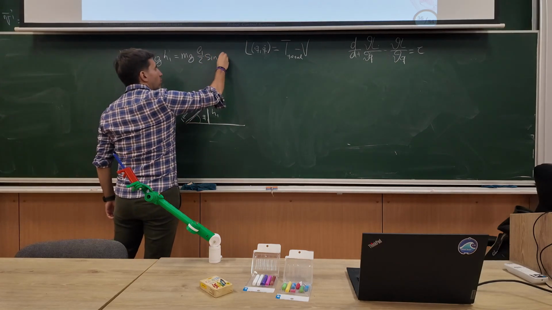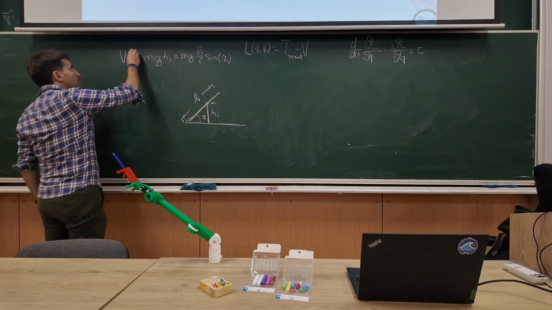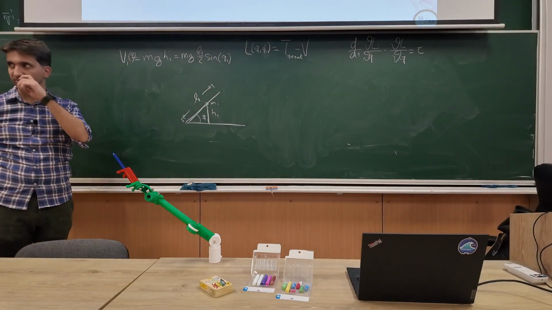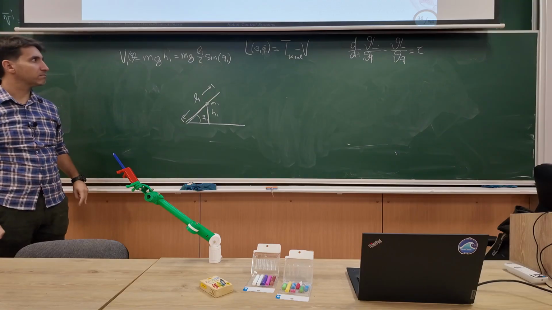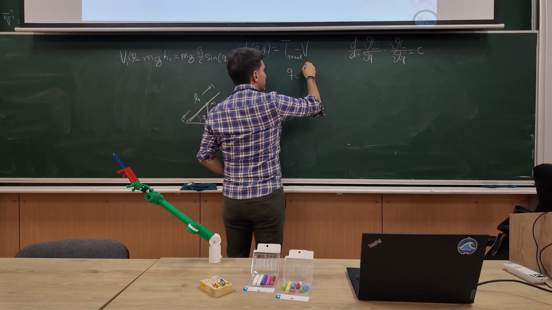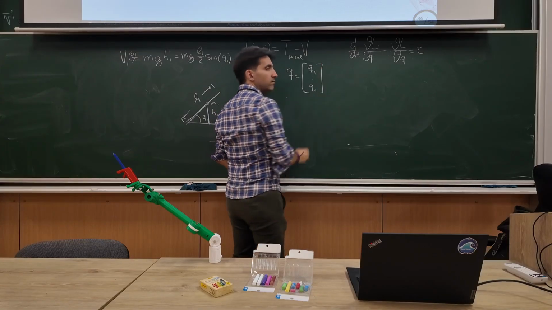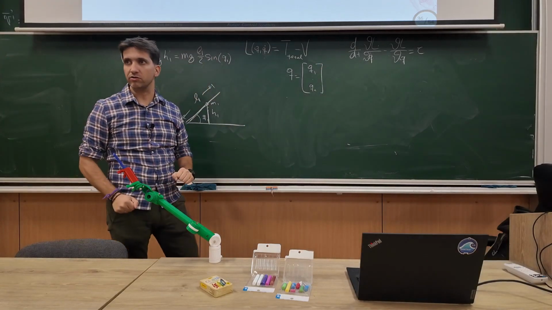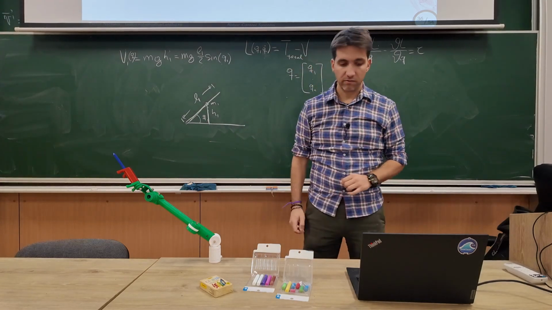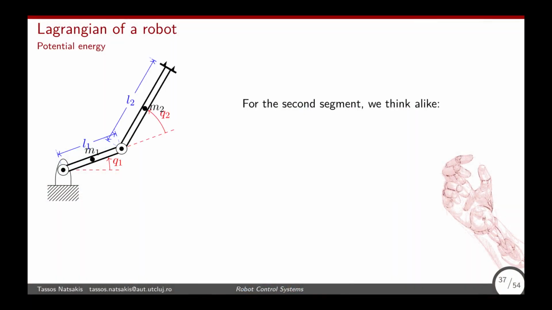Sine of Q1, right? And now this is a function of Q1 or Q. Here when I say Q and Q dot, Q, as we discussed previously, is basically a vector of all the joint coordinates, and Q dot will be all the joint velocities. Great, so that's the first mass. What about the second one?